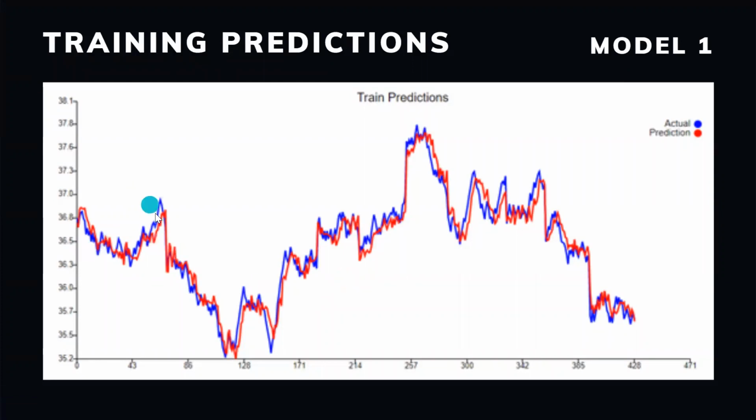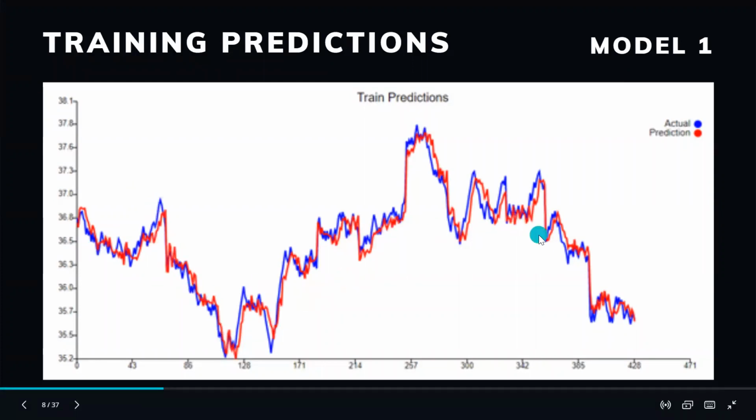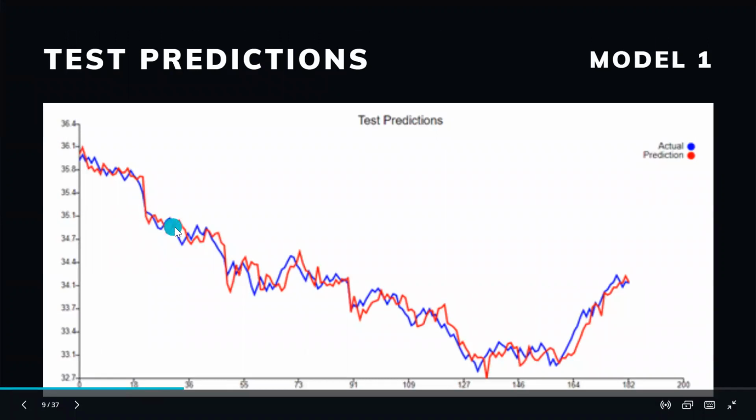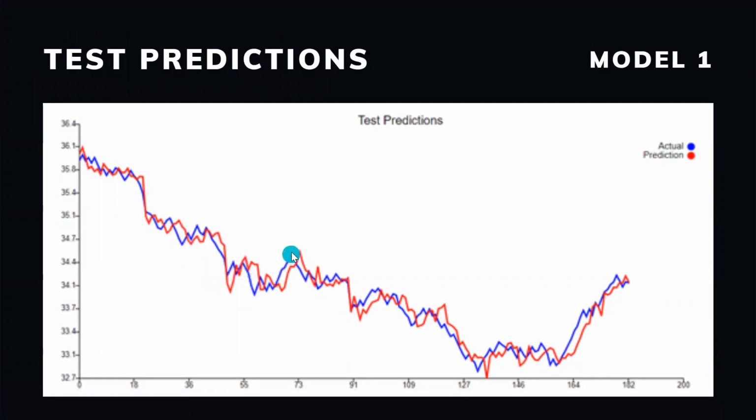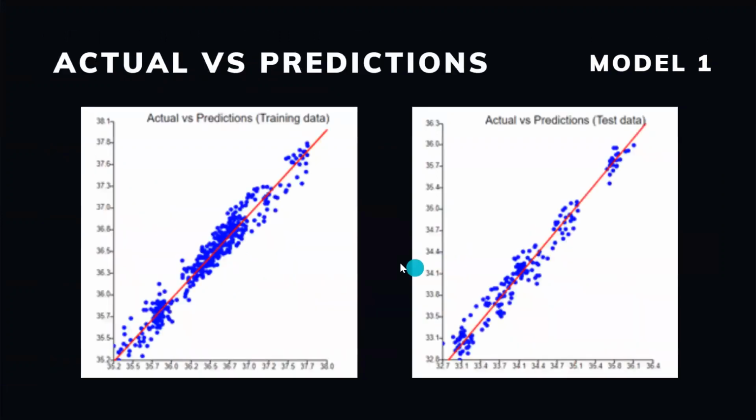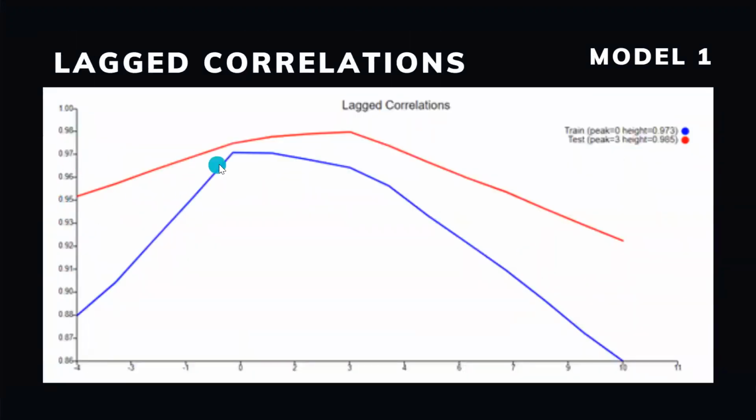So for the training predictions, we can see some lag. And for the test prediction, the lag is even more obvious, but we can see the model is predicting some differences. So for the lag correlations, we can see that the train lag is peaked at 0, but the test lag is peaked at 3.